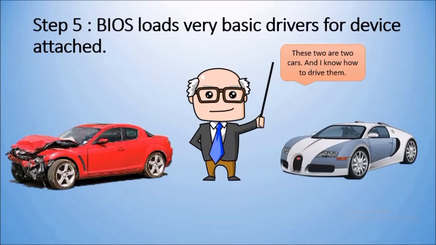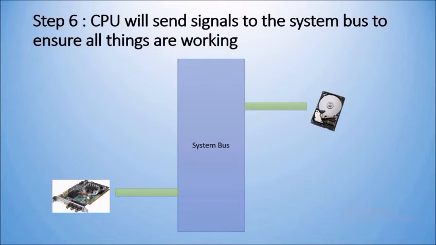For example, if you have a costly video card and a very old video card, it doesn't care about that. It loads the basic thing, so how to communicate with the device. If it's a video card, it decides yes, it's a video card, and it loads some very basic drivers of very low resolution. So the next step is the CPU will send signals to the system bus to ensure all things are working.